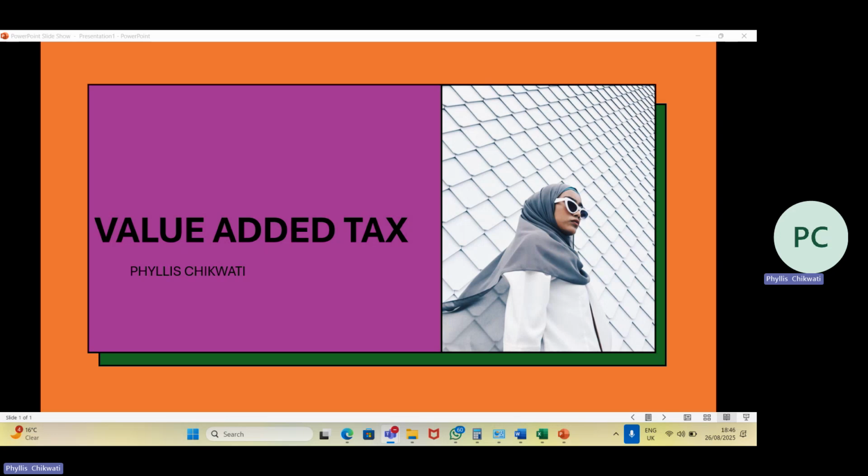And who is supposed to pay VAT? Everyone. As long as you are a customer, you are required to pay value added tax. But who is supposed to collect VAT on behalf of SARS? Those that are registered as VAT vendors.